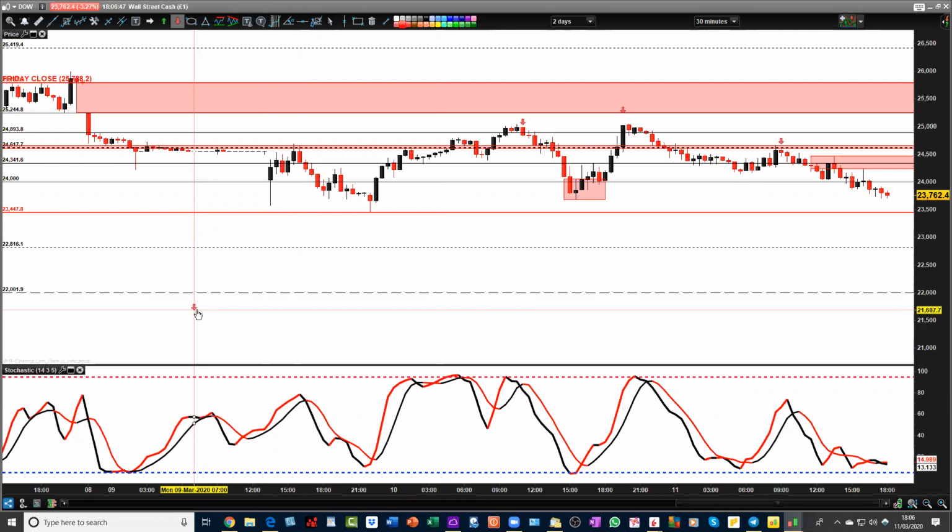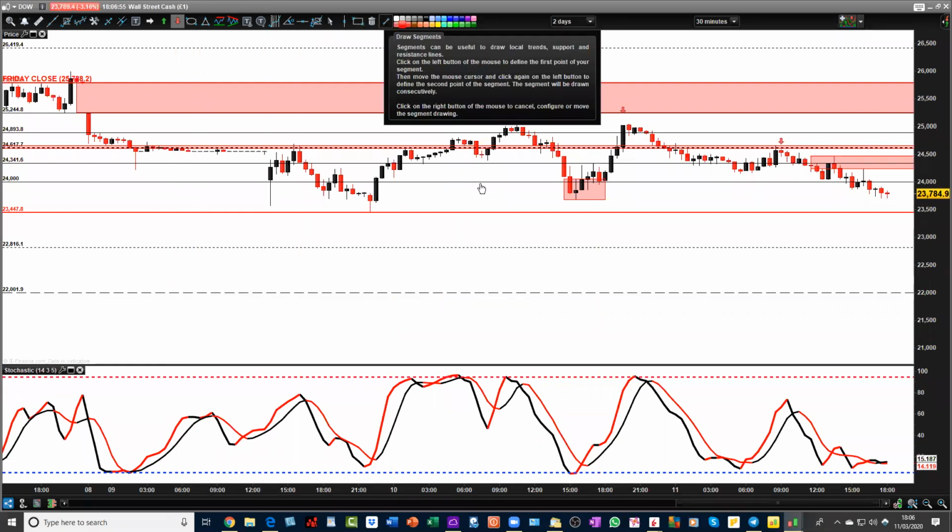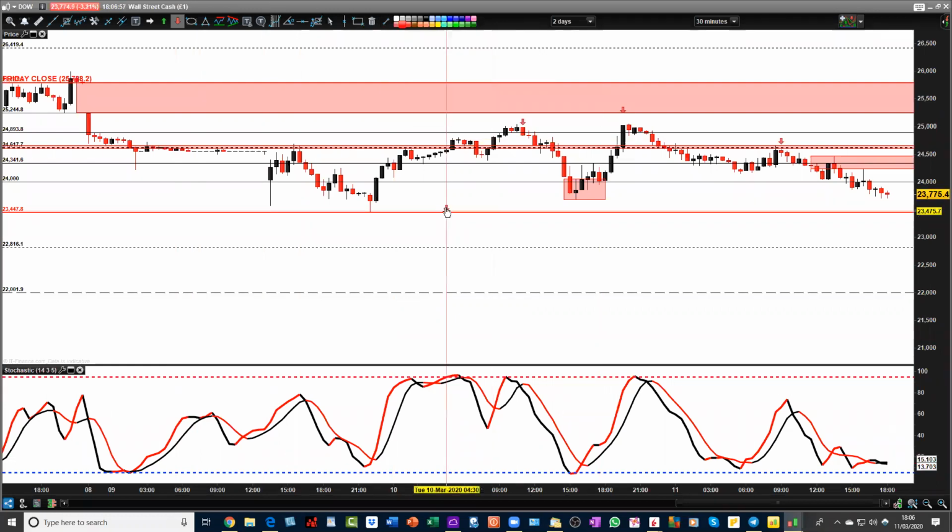Okay, so this is what I also like: I think if you're going to get a big push to the upside, then you need to find a squeeze.